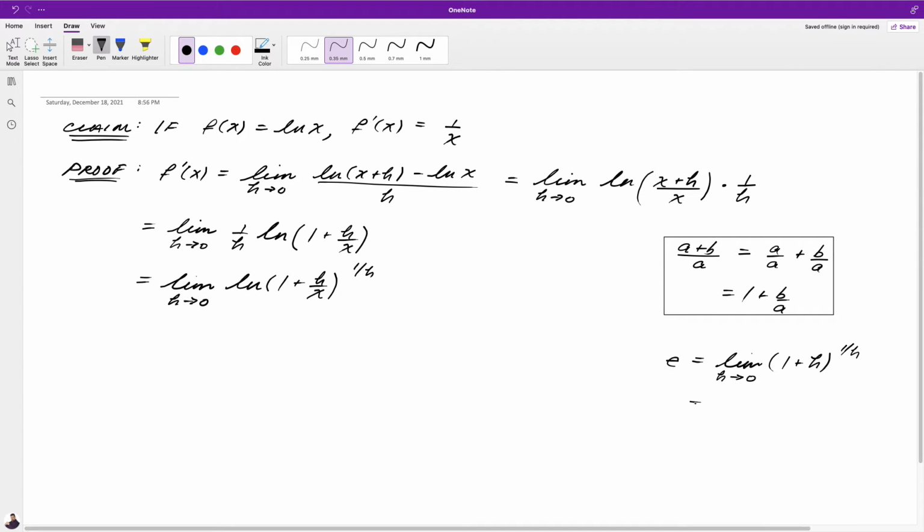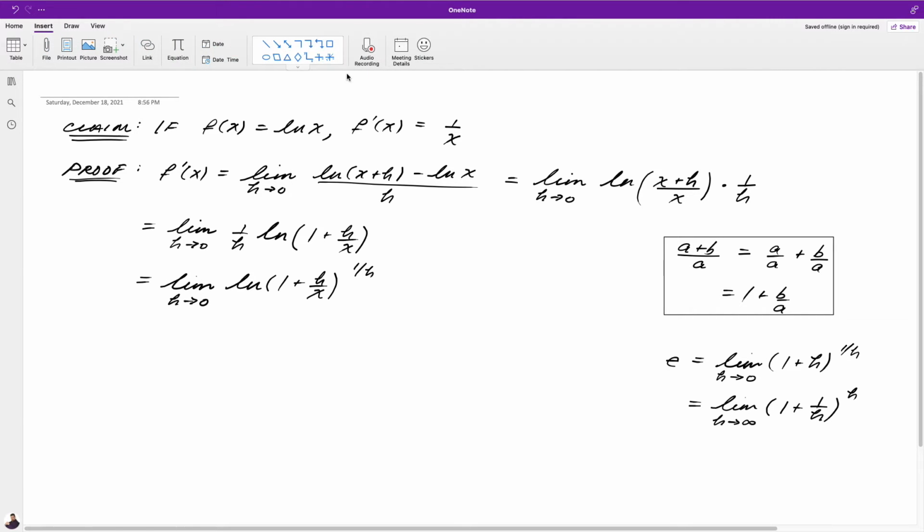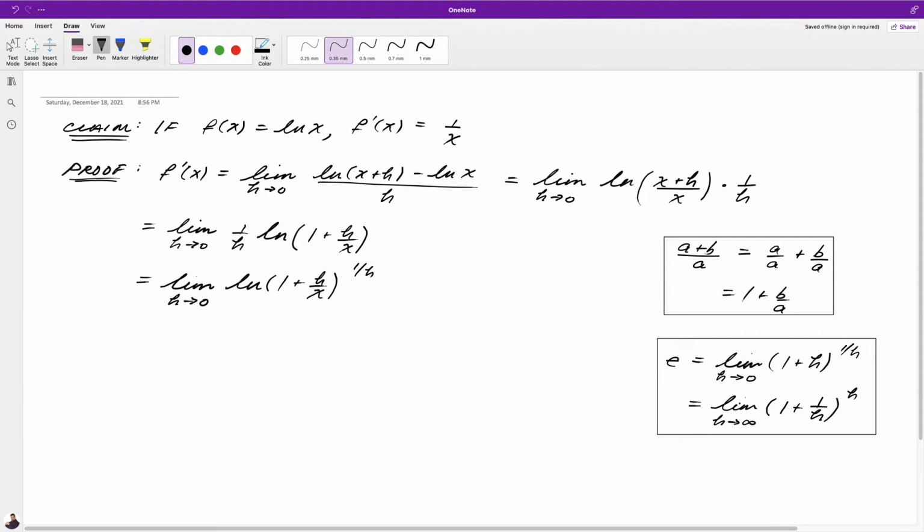But we have an alternative definition. If I just think about reciprocating this, and then instead of going to 0, going to infinity, I have the limit as h goes to infinity of (1 plus 1 over h) to the h. Okay, so these are definitions of e. And I want the viewer to note that I've got something very similar going on here. I'm just going to need to use a substitution essentially.